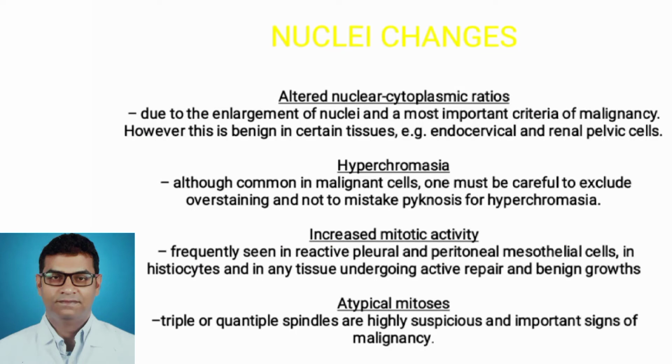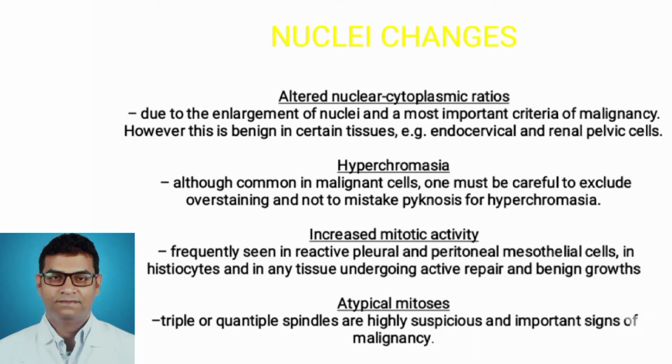Cytological criteria of malignancy. Nuclei changes. There will be altered nuclear to cytoplasmic ratio, hyperchromasia, increased mitotic activity, and atypical mitotic figures. Altered nuclear cytoplasmic ratio is due to the enlargement of the nuclei and is the most important criterion for malignancy. However, this altered nuclear cytoplasmic ratio is seen in endocervical and renal pelvic cells.